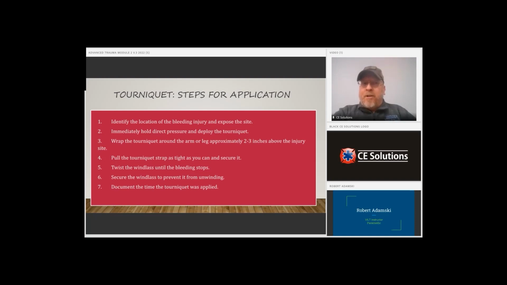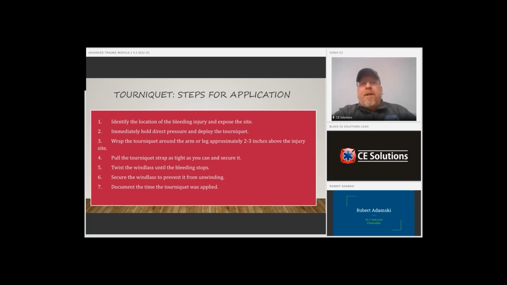Step 5, you're going to twist the windlass or the bar until that bright red bleeding stops. That's critical, and you want to stop all hemorrhage. When you apply a tourniquet, there should be nothing bleeding from that injury site. All bleeding stops. 100%.